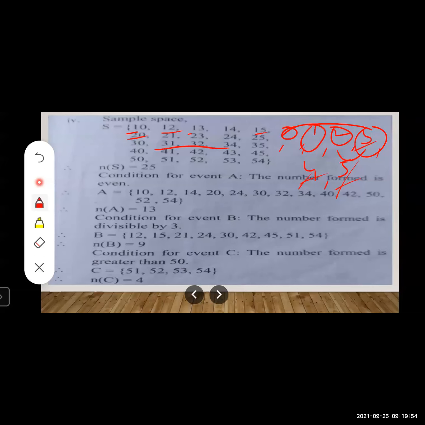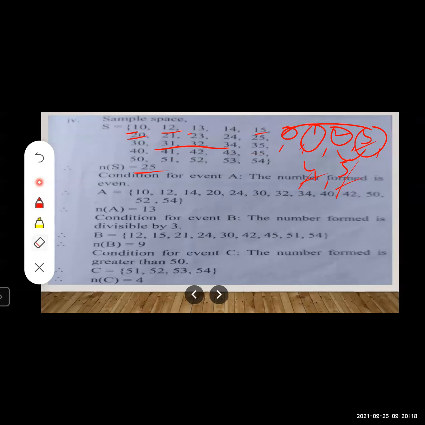Similarly, if you take numbers 4 and 5, they will form pairs with 0, 1, 2, 3, 4, 5, and will form two-digit numbers just like this. So how many possible outcomes are there altogether? If you count this, it comes out to be 25. So you will write: total number of sample points of the sample space, n(S), is equal to 25.